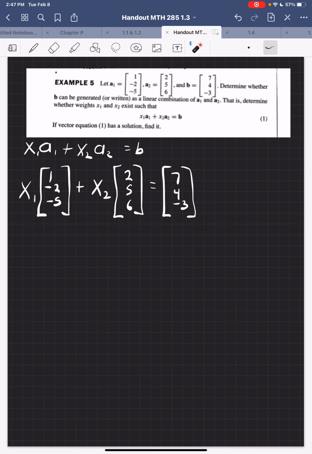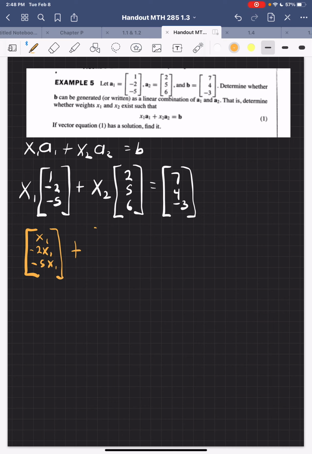Let me see if I can try to explain how you would do it. Let's go ahead and distribute this x sub 1 and this x sub 2. We're going to distribute x sub 1 inside this vector, just like you would scale anything. Ready? So now it looks like this. x sub 1 times 1 is just x sub 1. x sub 1 times negative 2 is negative 2 x sub 1. x sub 1 times negative 5 is negative 5 x sub 1.